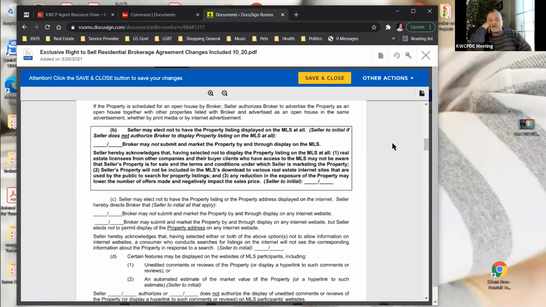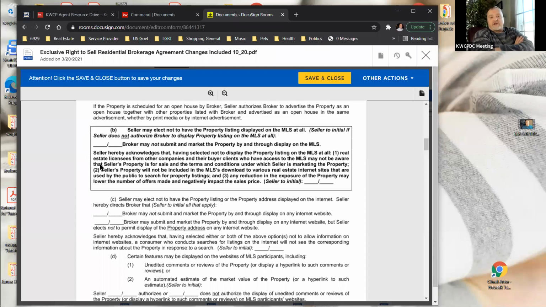You need to talk to your lead broker out of your office if you've got any questions or doubts about that, because this is some dangerous territory. And if you are in violation of the Bright MLS rules, then you could be held liable. The company does not support violations of the office exclusive policies of Bright MLS. All right, the broker may not submit and market the property by and through display on the MLS. So we would hopefully avoid that if possible.